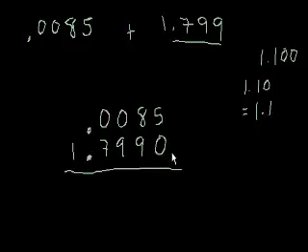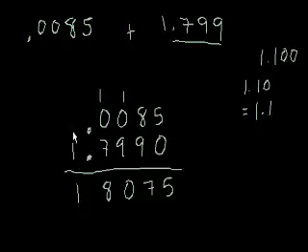And now we're really ready to add. 5 plus 0 is 5. 8 plus 9 is 17. 1 plus 0 plus 9 is 10. Carry the 1. 1 plus 0 plus 7 is 8. And then bring down this 1, right? Because there's nothing to add it to.